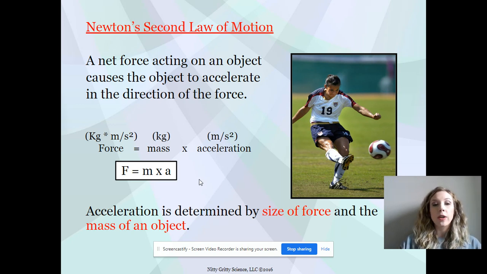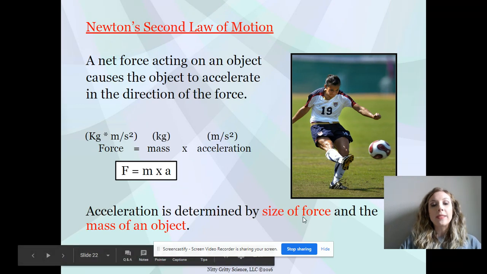The amount of force that's applied to an object is how we get acceleration. So the more acceleration you have, the more force has to be applied. And that works in both directions, positive acceleration and negative acceleration. The faster we want something to slow down, the more force we have to apply to it. So acceleration is determined by the size of the force and also the mass of the object.